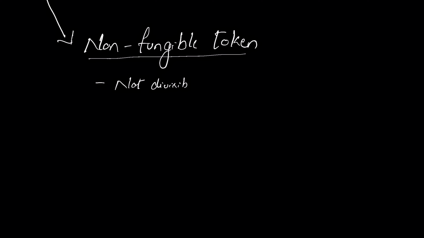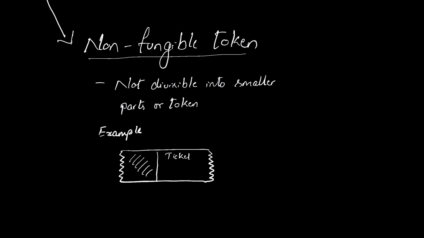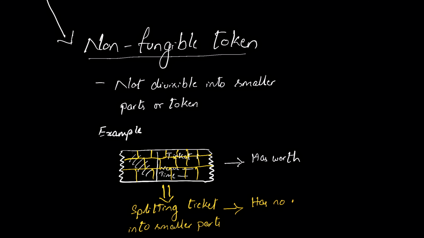Now on the other hand, non-fungible tokens are not divisible into smaller parts. An example would be if you have one ticket for an event or a concert or a game, then that one ticket as a whole has value. But if you were to split that ticket into 10 small parts and sell it off to 10 different people, then those parts of the ticket do not have value because they are not used as a whole ticket. Similar concept in NFTs. NFTs can only be owned by one person at a time. This concept of indivisibility is core to fungible versus non-fungible tokens.